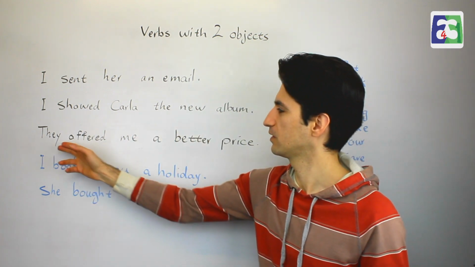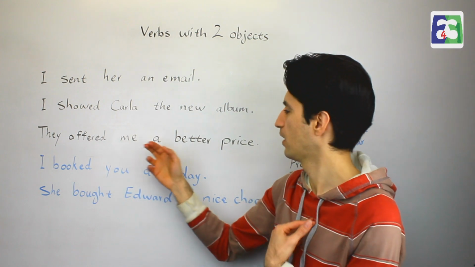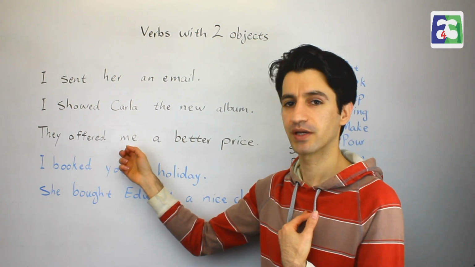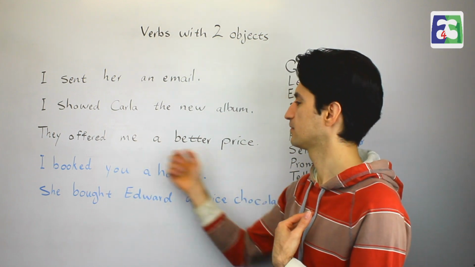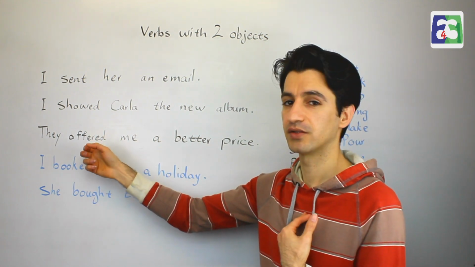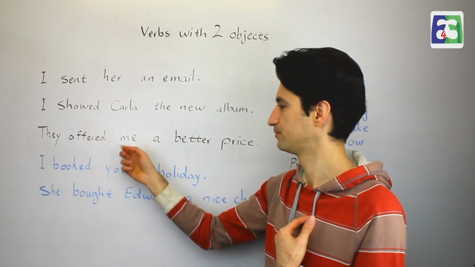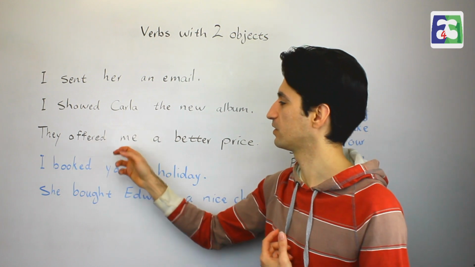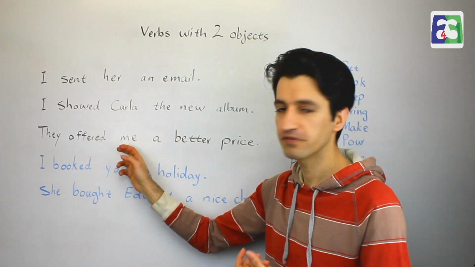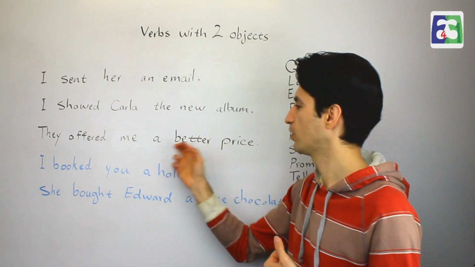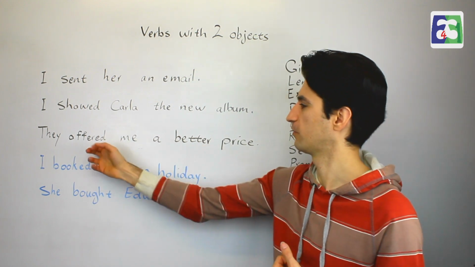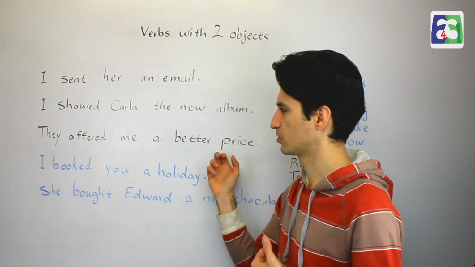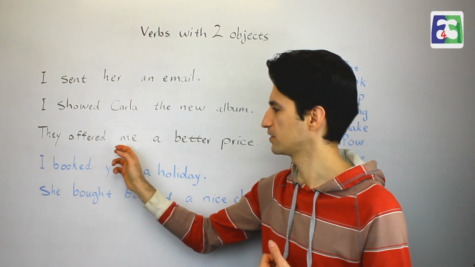Over here, they offered me a better price. A better price is offered to me. So a better price is what is offered, and who has got the offer? Me. Alright, so over here again I've got the person who benefits first, and then what is offered at the end. The verb actually happens on this, and this is the receiver.